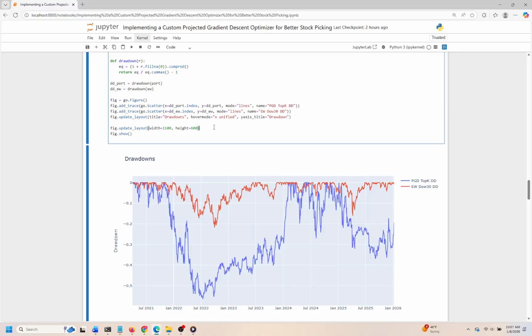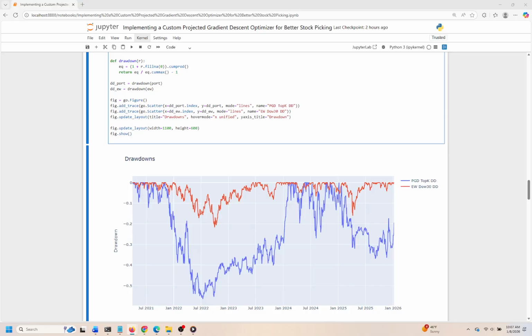In the next cell, we'll likely explore the implications of these drawdowns further, examining strategies to mitigate risk or optimize returns based on what we've learned from this analysis. This will deepen our understanding of how drawdowns interact with different investment approaches.